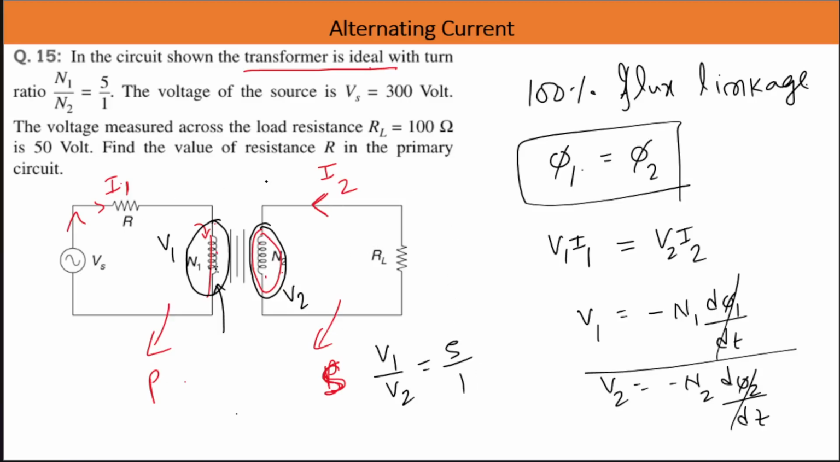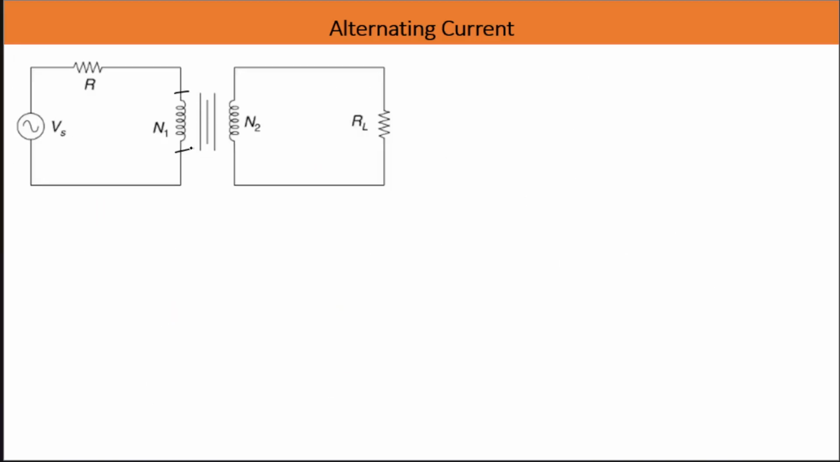Now V1 is not given, V2 is given. The potential difference across the load resistance, that is 100 ohm, is 50 volt. So whatever is the voltage drop across it will be the voltage drop across it, right? So if it is 50 volt, here it is 50 volt. So V2 is 50. V1 will be how much? 250 volt. Okay? So here the voltage drop is 250 volt, and here the voltage drop will be 50 volt, because this whole was 300 volt. We are asked to calculate the value of R.